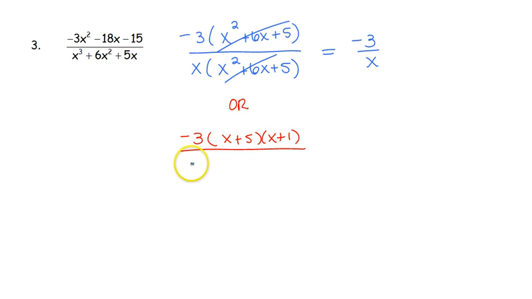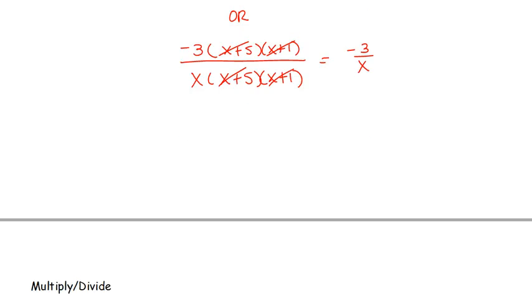And on the bottom, we have that again: multiply to 5, add to 6, that's 5 and 1. So if you had gone further, there's no worries. X plus 5 still cancel, x plus 1 still cancel, and you're still left with a negative 3 over x. Same answer that we found above. So don't worry if sometimes you may go a little bit too far.